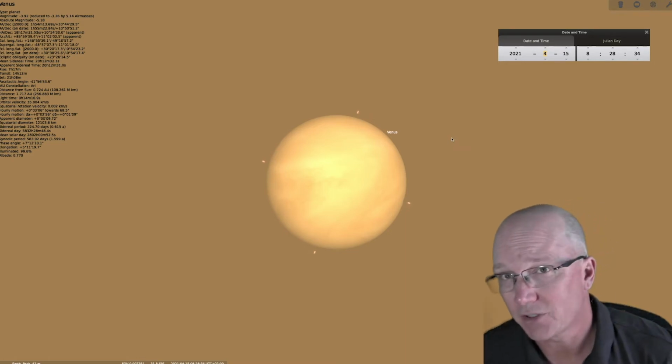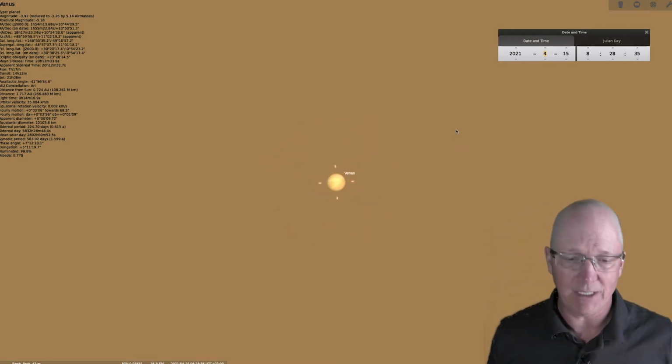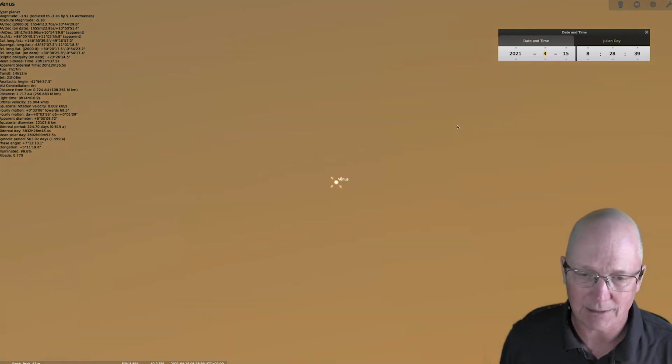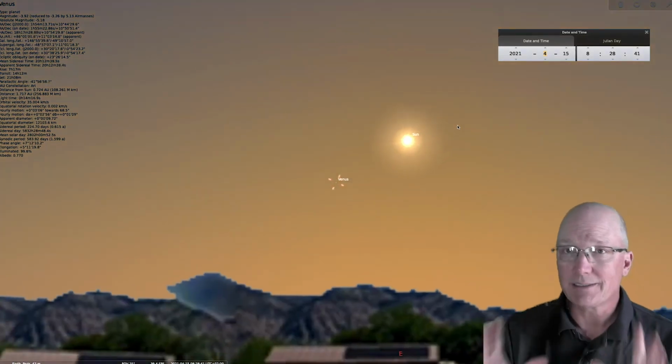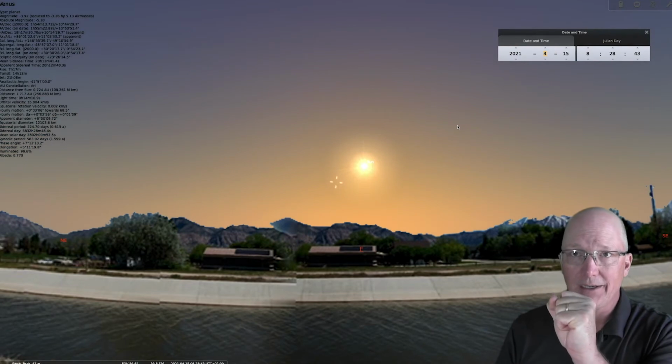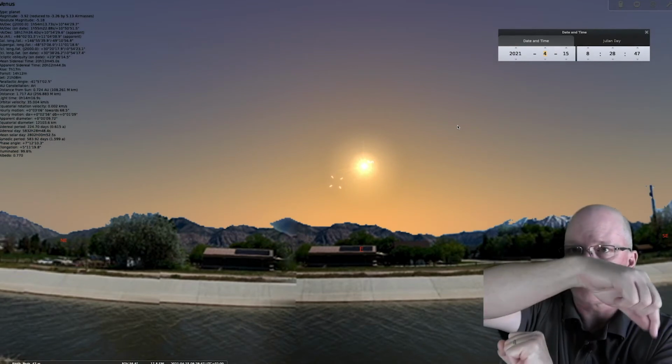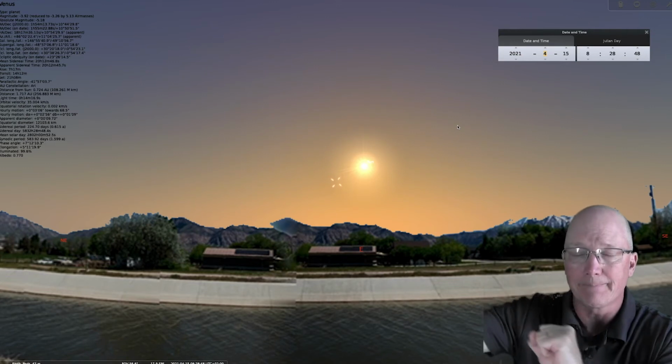By the way, with a small telescope, you can see these phases of Venus. This was something Galileo noticed when he first started looking at the night sky with a telescope. So what that tells us then is that if you've got the sun right here, from our perspective, Venus is going around the sun like this.